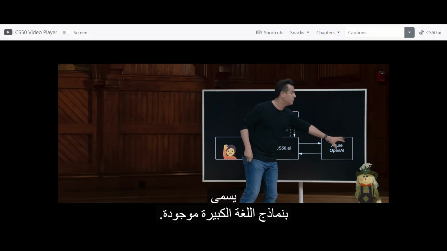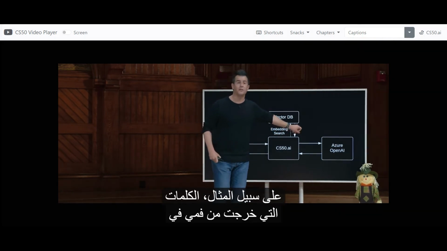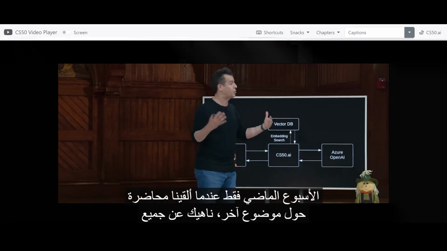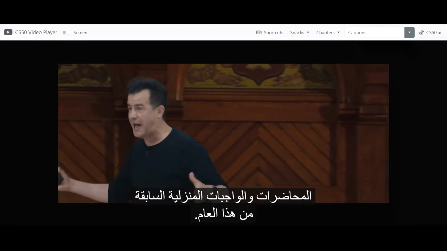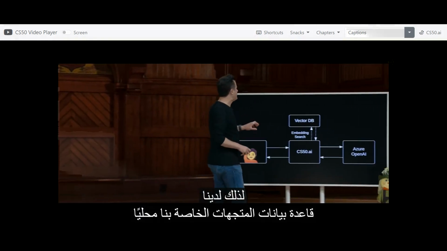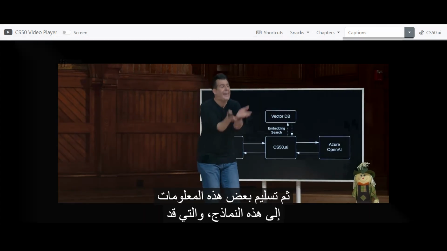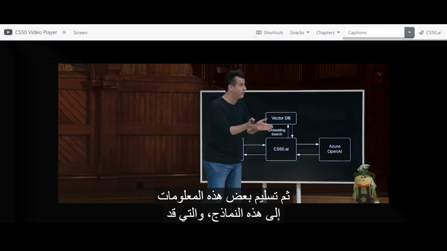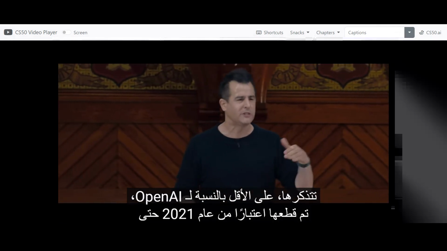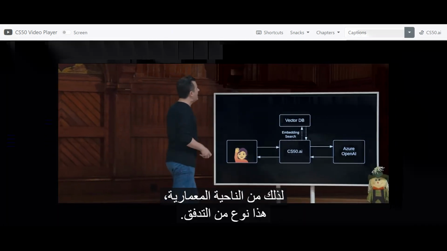The so-called large language models are there. But we, too, have information that is not in these models yet. For instance, the words that came out of my mouth just last week when we had a lecture on some other topic, not to mention all of the past lectures and homework assignments from this year. So we have our own vector database locally via which we can search for more recent information and then hand some of that information into these models, which you might recall, at least for OpenAI, is cut off as of 2021 as of now, to make the information even more current. So architecturally, that's sort of the flow.